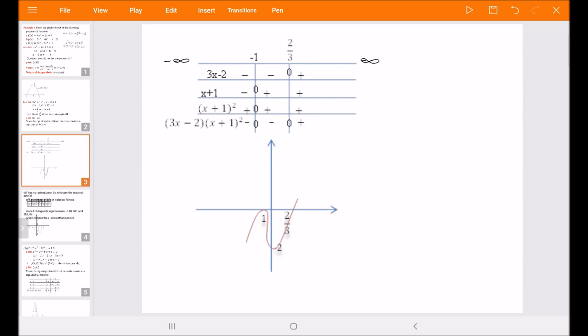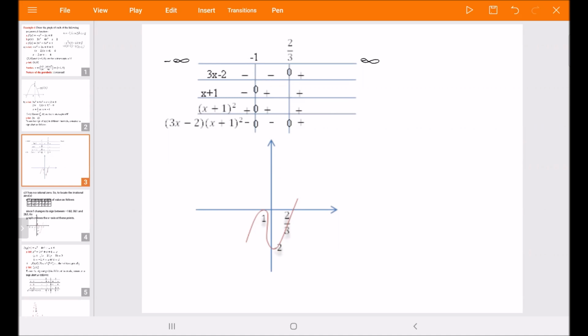Now we totally ignore the 3 rows of this table and we focus on the last row. As you can see, p of x is equal to 3x minus 2 times x plus 1 the whole square for values less than -1 is negative. Between -1 and 2 over 3, still it is negative. But remember, it crosses the x-axis at x is equal to -1. Then for values greater than 2 over 3, it is positive.